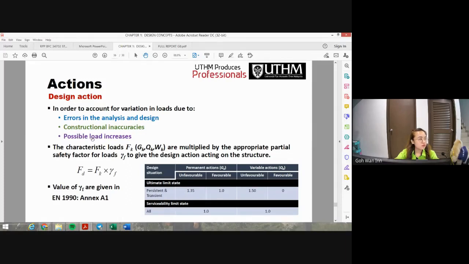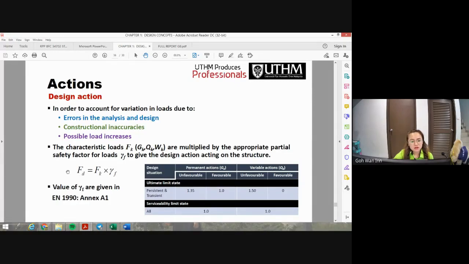And possible load increase. Like in Malaysia, we like to extend our houses, right? For the bungalows, for the terrace houses, and so on. So there is a possibility for the load to be increased. So what we have to do is, the characteristic loads, FK, which include GK, QK, and WK, are multiplied by the appropriate partial safety factor for loads. The gamma F is given in the design actions acting on the structure.